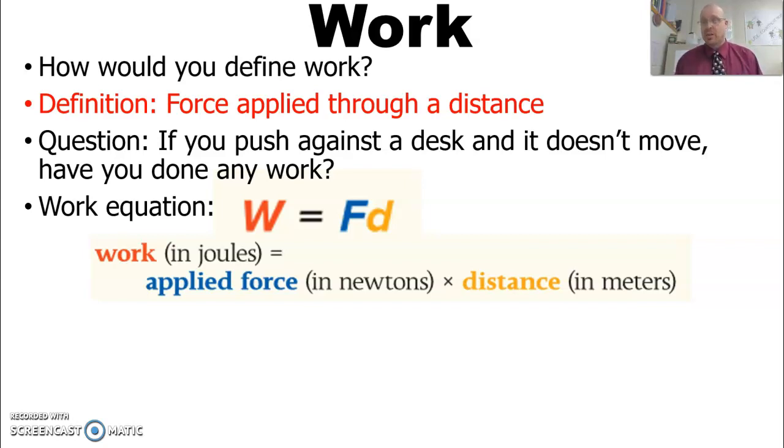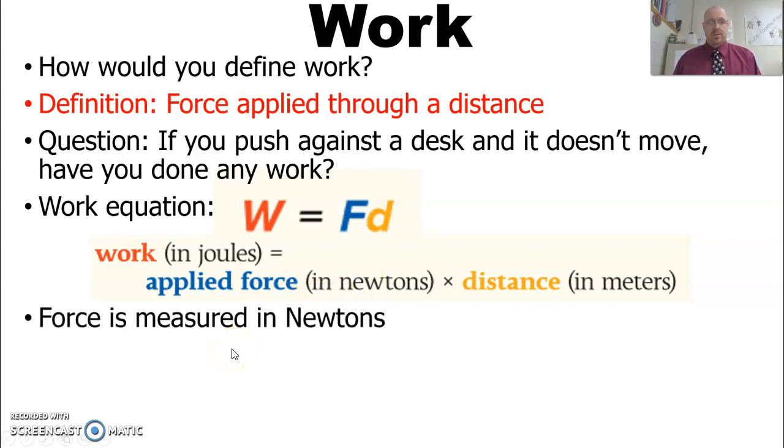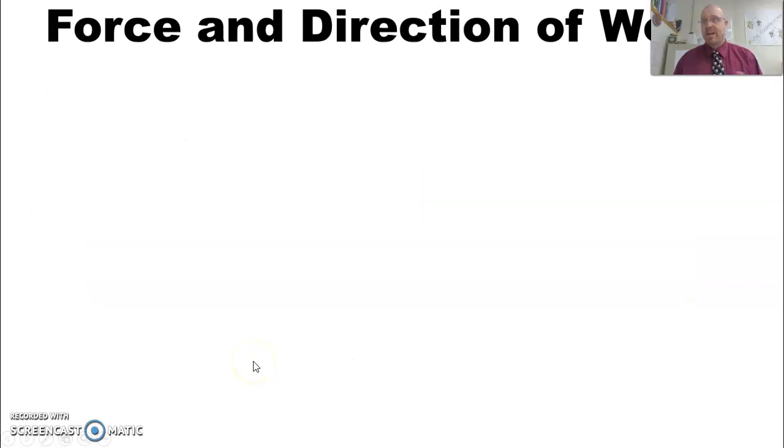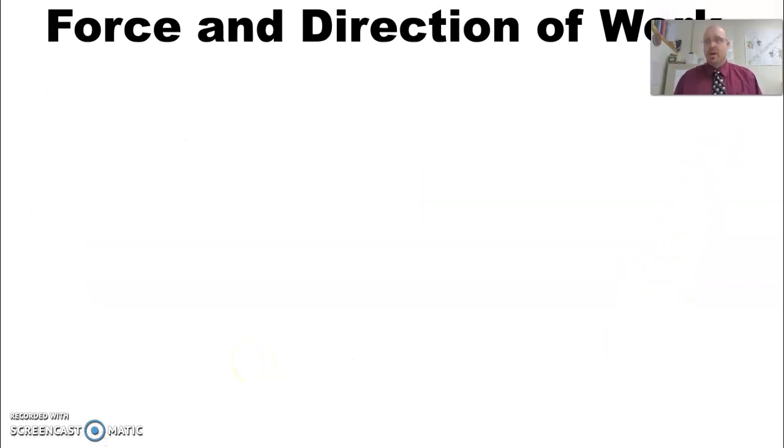Work is in joules, which is a newton times meter. So a newton meter is 1 joule. And remember, a newton is a kilogram meter per second squared. We learned that with force. Okay. So again, force is measured in newtons. Work is measured in joules, and it's named after the guy that came up with all this stuff.